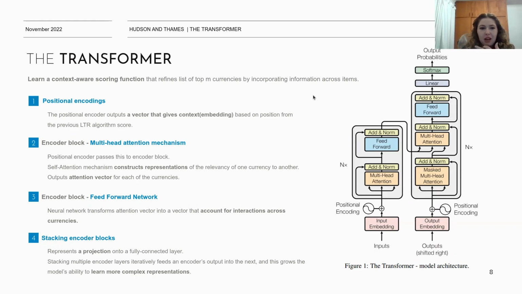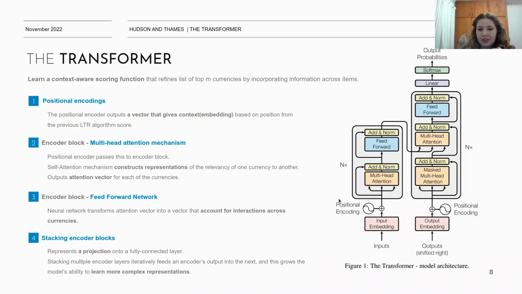Okay, so what's the goal of the transformer? We basically just want to learn a context-aware scoring function, right? Because if we have our scores from the original model, we can just use the transformer to re-rank those scores to be more accurate. So that's the point of this model. We start off by inserting the inputs, which is just the scores from the original learning to rank model.